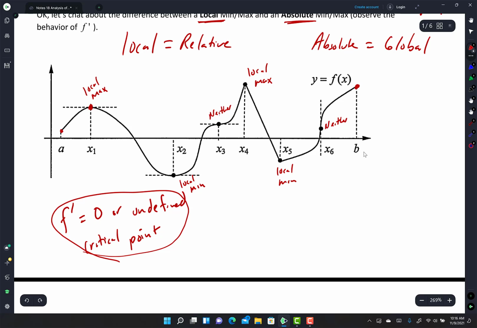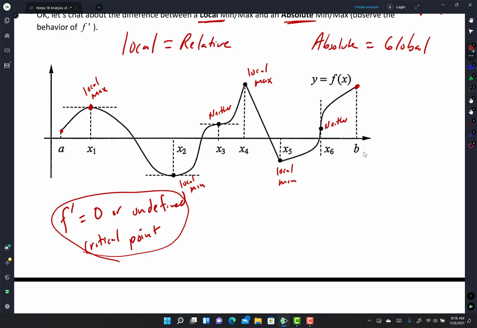Our book does mention, okay, well, I guess I'll tell you now. There are two frames of thought when it comes to max and mins. The AP exam avoids this frame of thought. Some books do not say you have a max or a min at endpoints. I do not like to believe that. Why do I say that?